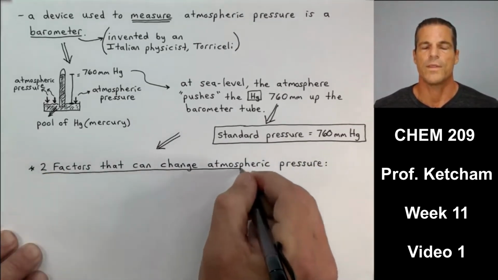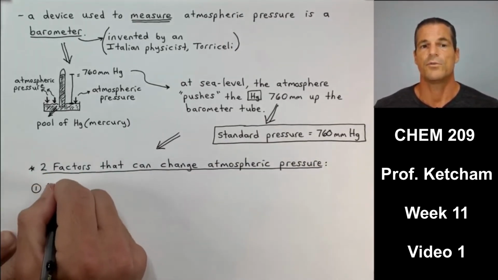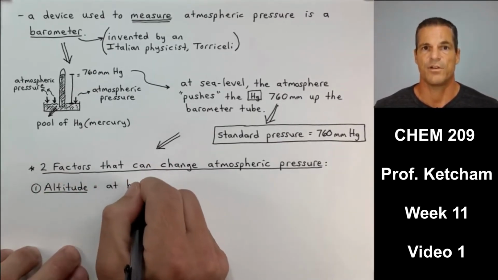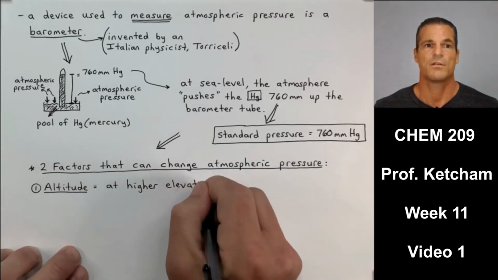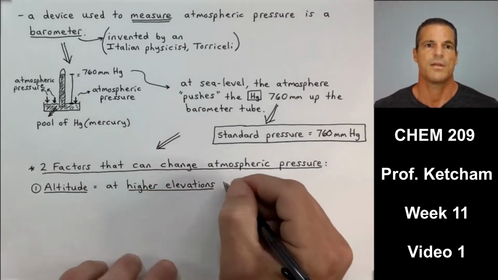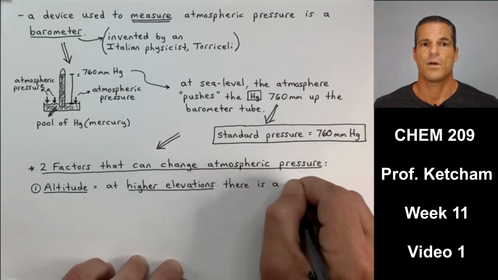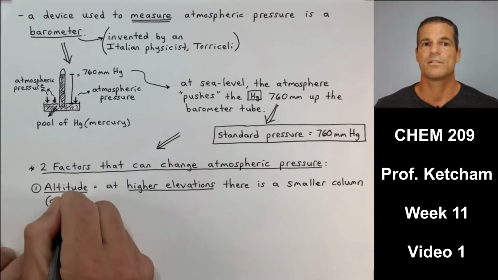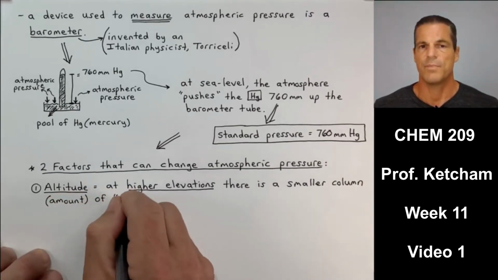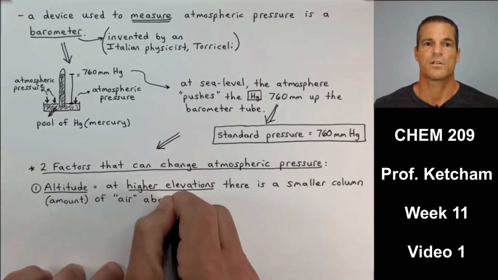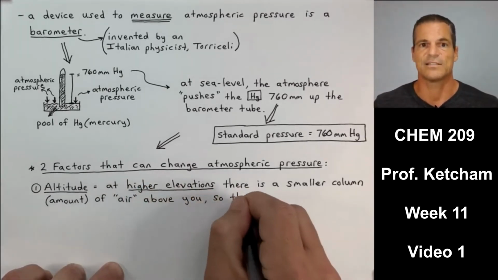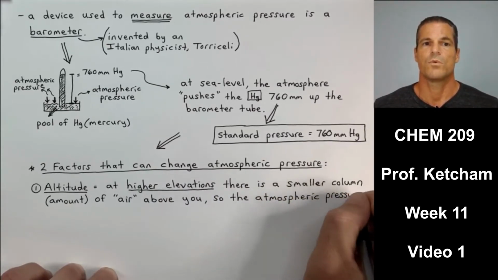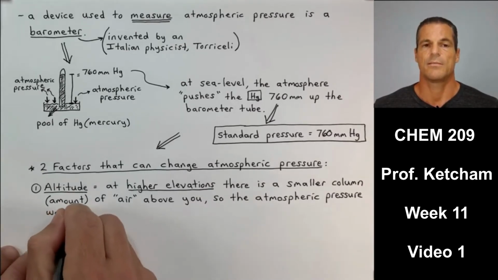Now, pressure. What affects pressure? Well, there are lots of things that affect the pressure. But 2 factors that can change atmospheric pressure, the 2 factors I want to mention, the first one is altitude. At higher elevations, right? When you're up in the mountains, there's a smaller column or a smaller amount of air above you. You're higher up, so the amount of air above you is less. So the atmospheric pressure would be less. Let me say that again.